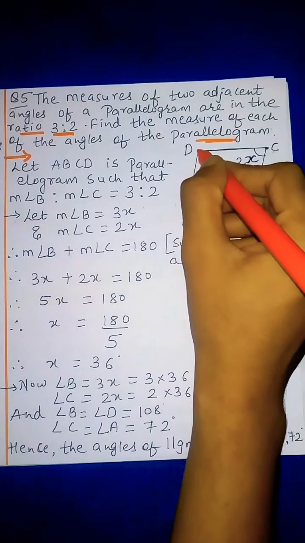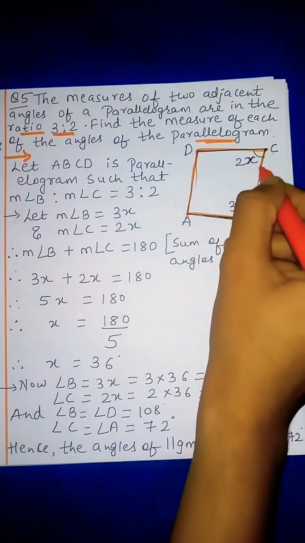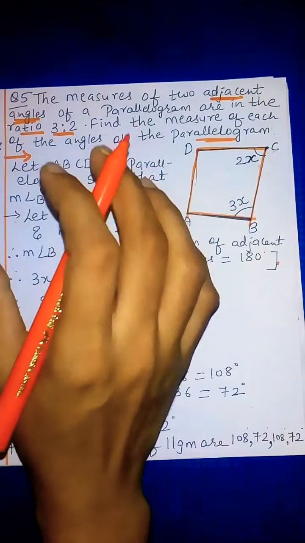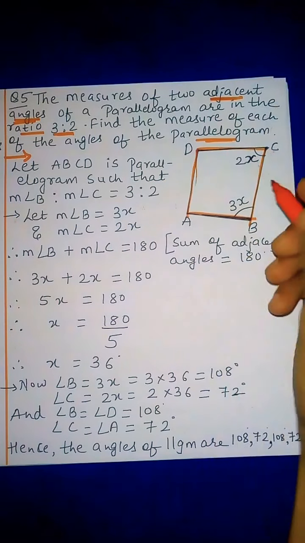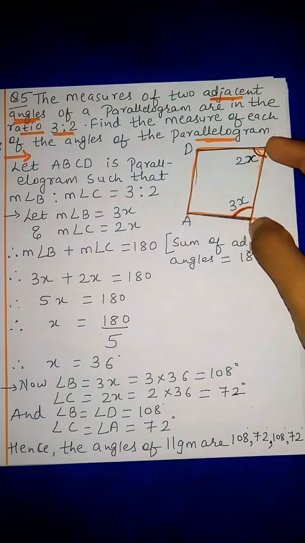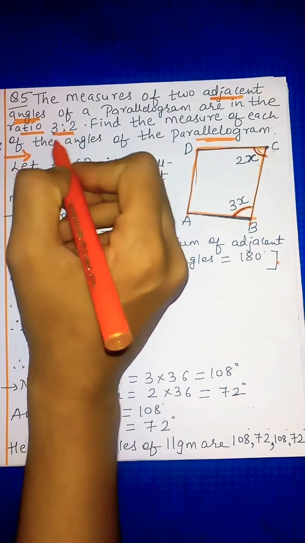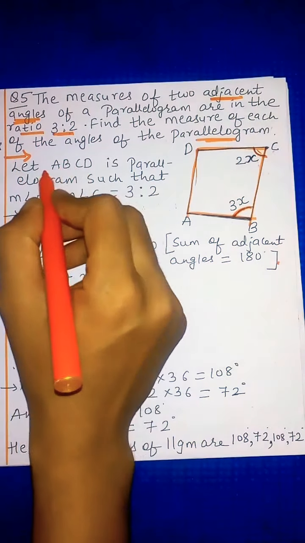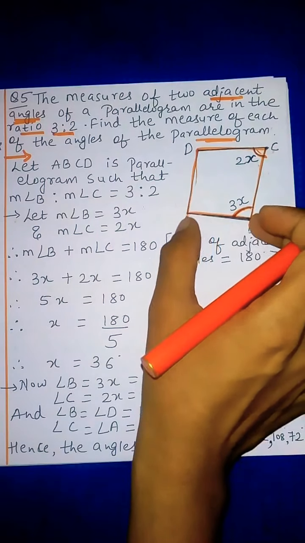So first of all we will draw a parallelogram. This A, B, C, D we have already drawn. This is a parallelogram. Now adjacent angles are given to us. Adjacent angles means angles which are connected through a common side. So suppose angle B and angle C, these both angles we are taking. So these both adjacent angles are given to us. Now ratio is given. So whenever it is given in ratio, we have to take it with X. So this parallelogram we have drawn as a rough figure.